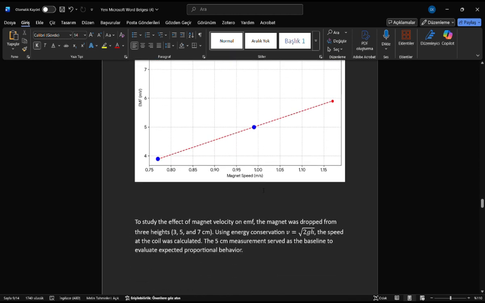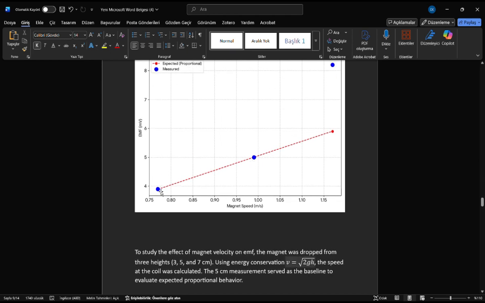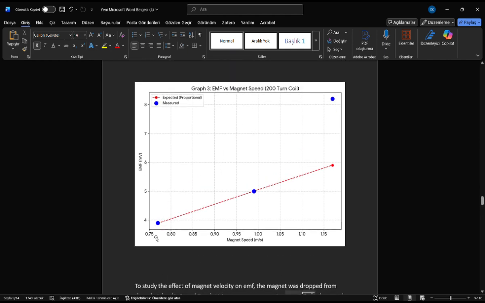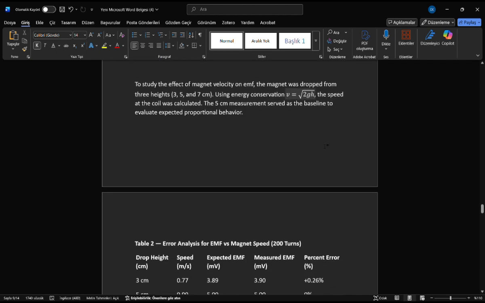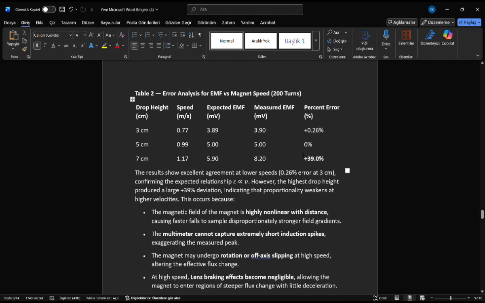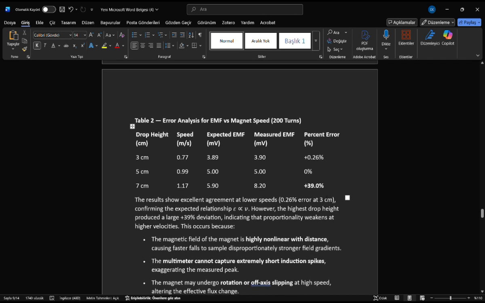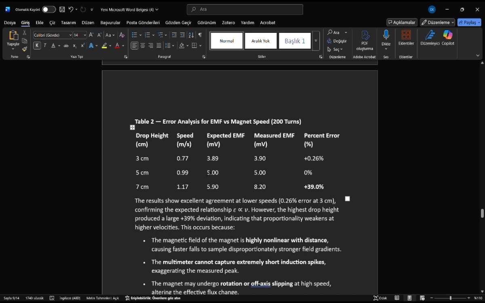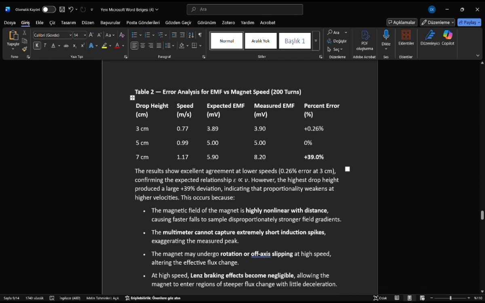Normally the rate of change is related with the speed and should be proportional to the change in speed, but for small drops it was perfect, but for the 7 centimeter drop it was something like 39%, as I remember right. Yeah, it was a pretty huge percent of error compared to the other two.